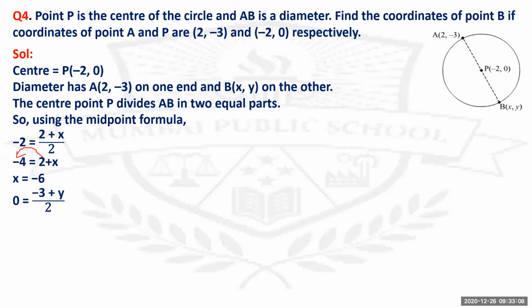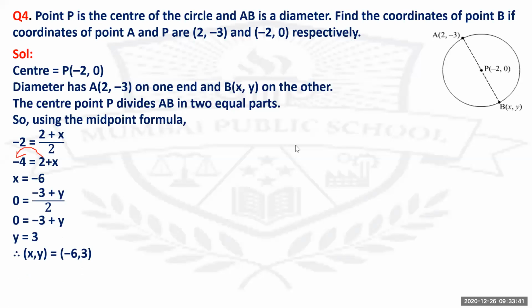To get the value of y, 0 equals minus 3 plus y upon 2. We cross multiply 2 with 0, so 0 into 2 is 0. So we'll get 0 equals minus 3 plus y. Shift the position of minus 3, and we'll get the value of y. y equals 3. We've got values of x and y. Therefore, x comma y equals minus 6 comma 3.